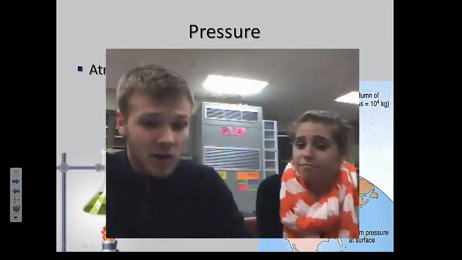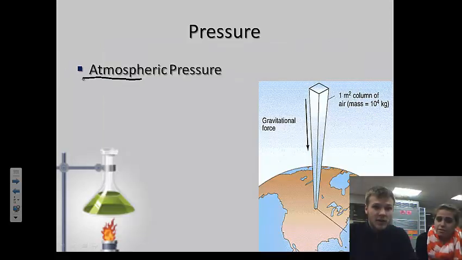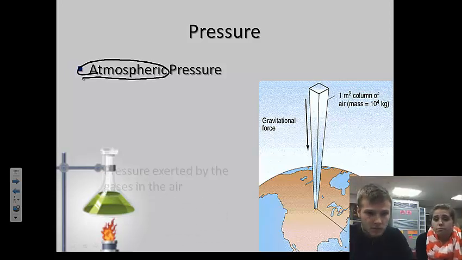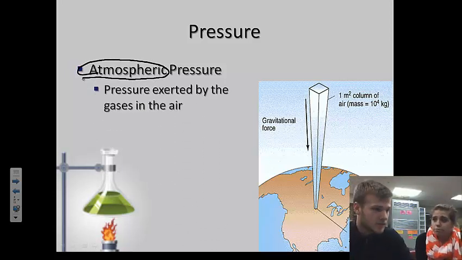So we actually are all experiencing atmospheric pressure right now, and that is pressure due to the gases in the atmosphere. We've got a definition for that here. That's what it is, pressure exerted by the air.